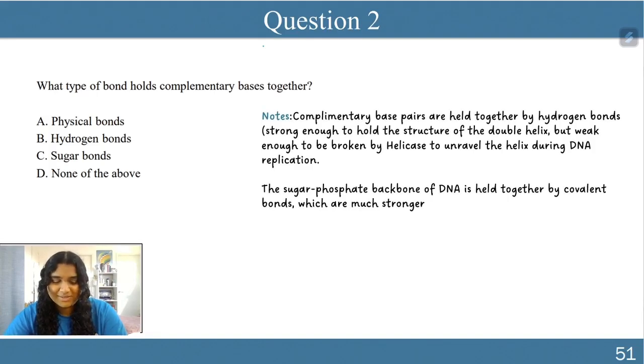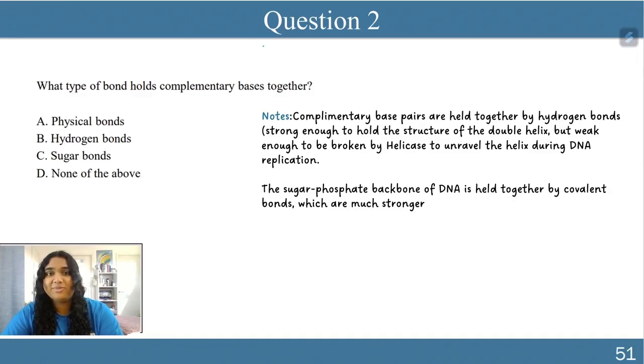All right, so here's my explanation. Complementary base pairs in DNA are held together by hydrogen bonds, which, again, the reason why it's hydrogen bonds is that they're strong enough to hold the structure of the double helix together, but weak enough to be broken by helicase to unravel the helix during things like DNA replication and protein synthesis. Now, one important thing to note here is that hydrogen bonds are not actually bonds within the molecule itself. It's an intermolecular bond, not an intramolecular bond. Now, that'll be much more relevant if any of you watching the stream are doing chemistry. But for those people who are just doing biology, that piece of information is not relevant to you at all.